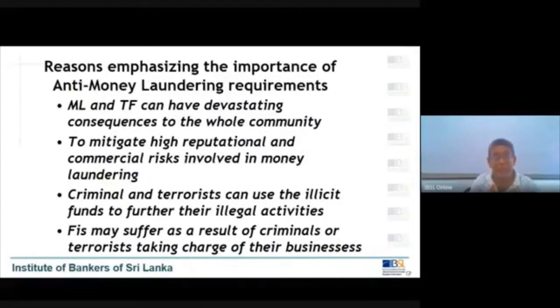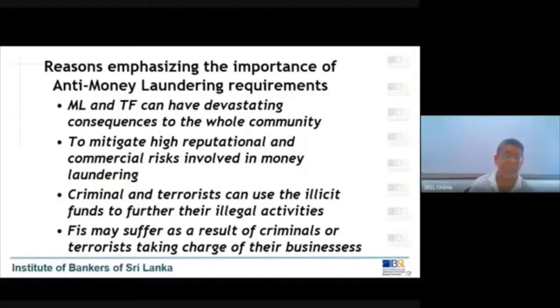Second, to mitigate high reputational and commercial risks involved in money laundering. Suppose people get to know this money came from your bank, so it tarnishes your reputation. That means your bank is not following proper KYC, or your bank may be indirectly supporting this type of activity. So it tarnishes your reputation; to mitigate that. Third one, criminals and terrorists can use the illicit funds to further their illegal activities. So you are not supposed to do that. Your bank is not supposed to facilitate that.